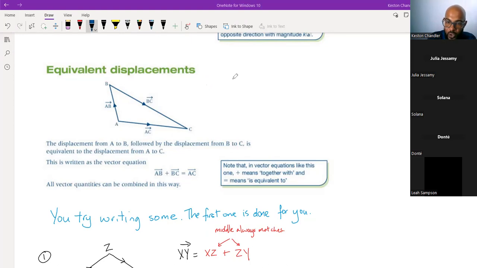Now the movement of A to B plus the movement of B to C gives us the result of going from A to C. It's like an alternative route.